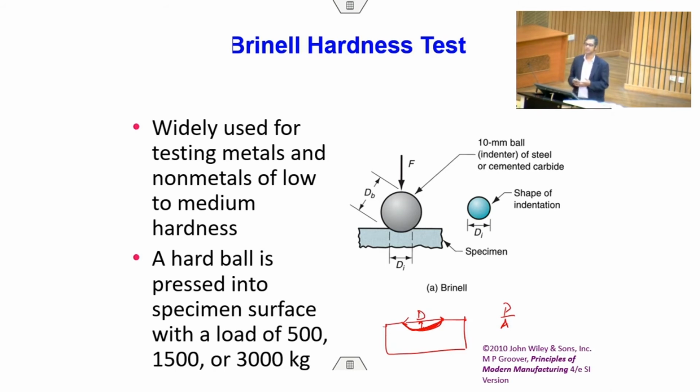So, a hard ball is placed on the specimen surface with a load of 500, 1500, or 3000 kgs, a very high load applied. Okay. You know how to convert these kgs into force, right? You have to multiply by the acceleration due to gravity. If it is kg, you have to multiply by 9.8 to get the Newton, then only you get the value of the force.